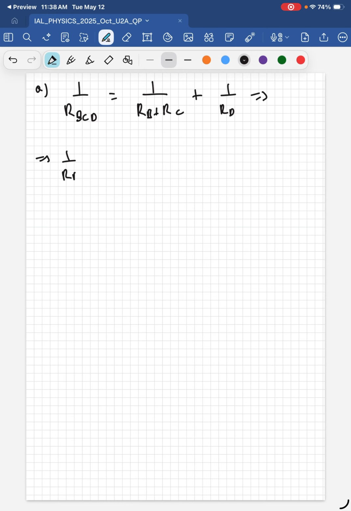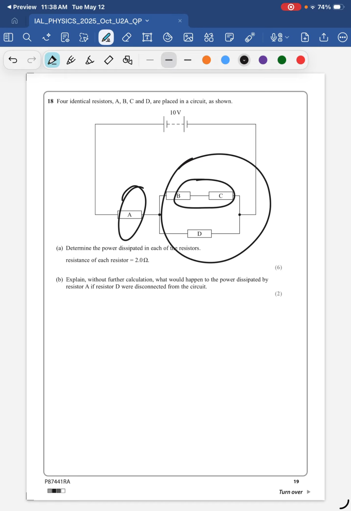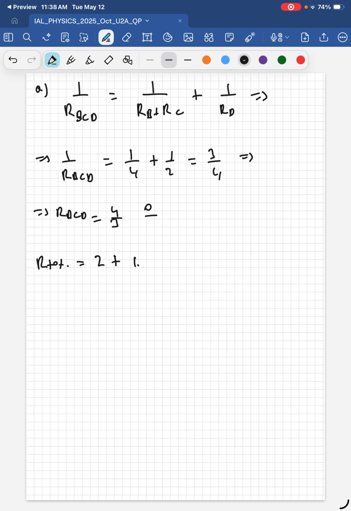So 1 over R_BCD is 1 over 4 plus 1 over 2, which is 3 over 4. So R_BCD is 4 over 3 ohms. Okay, so the R total is then 2 from A, right? Plus 4 over 3, which is 1.33. So 3.33 ohms is the total resistance in this circuit.